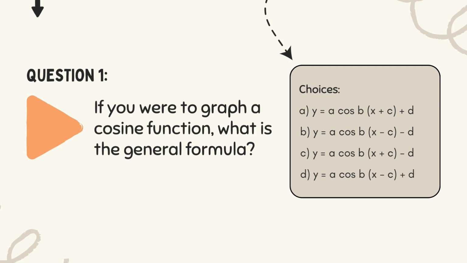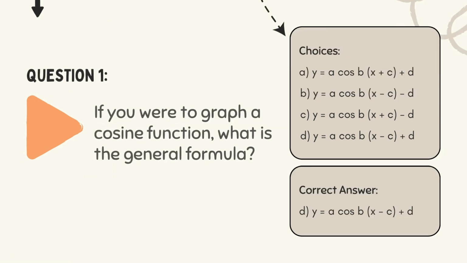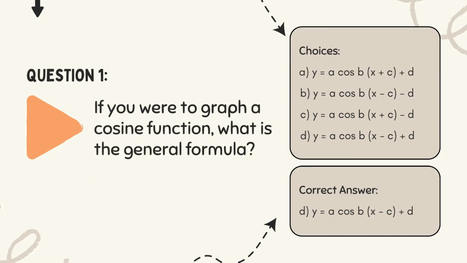Timer's up. The correct answer is D. Y equals A cosine B times the quantity x minus c plus d. Well done. Moving on.